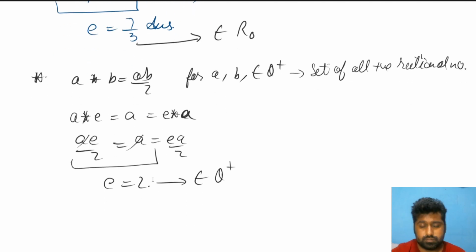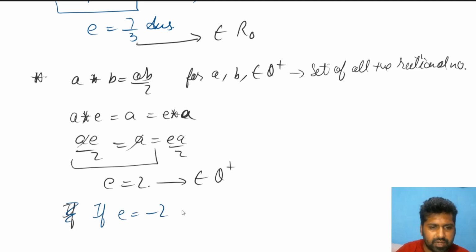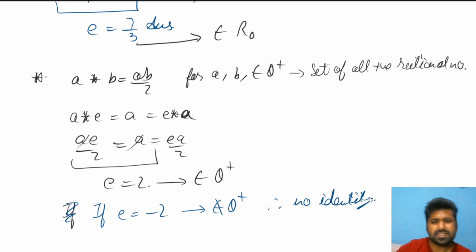Hypothetically, if e came minus 2, now clearly this doesn't belong to Q plus. So in that scenario, no identity element is there. So it's not necessary every operation should have an identity element. It depends whether the element that is coming will belong to this set or not.